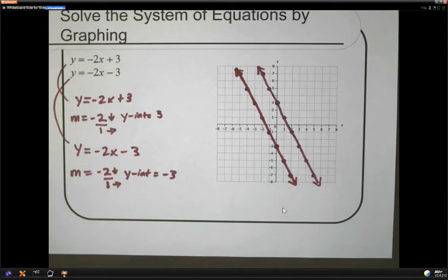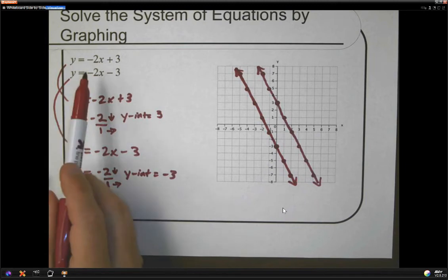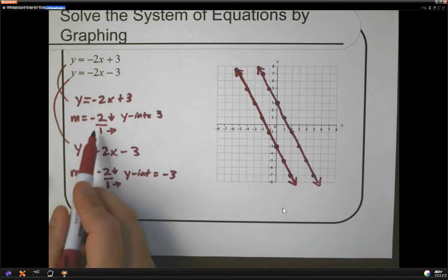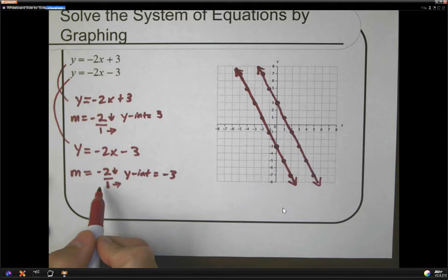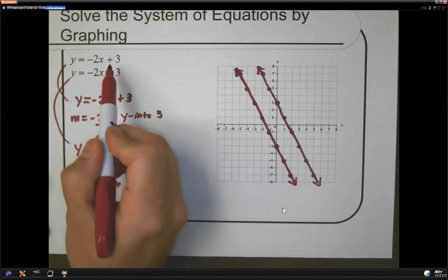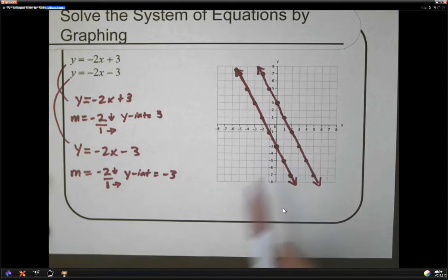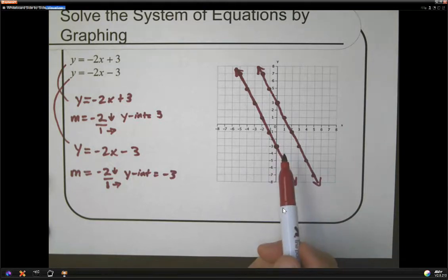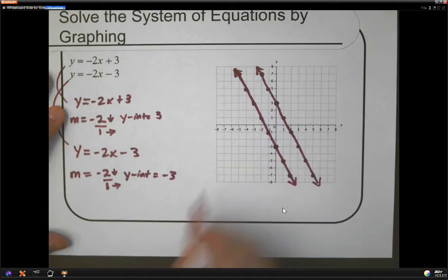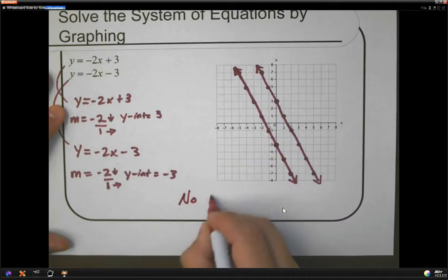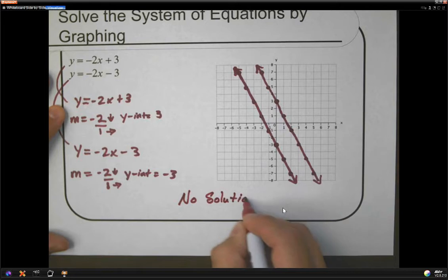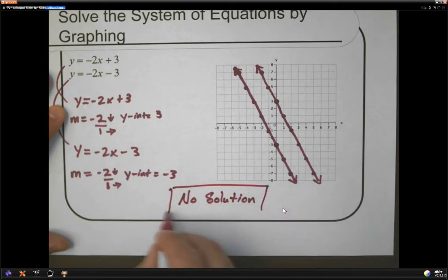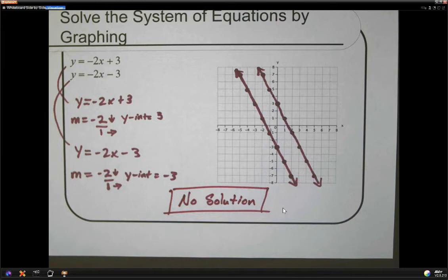Now, one thing I notice about this, and sometimes you can notice it right at the beginning, the slopes happen to be the same. However, their y-intercepts were different. And in this case, when the slopes are the same and the y-intercepts are different, well, I know these graphs will never cross. These are parallel lines. And because they're parallel lines, this has no solution. So that would be the answer to this particular problem. Okay?